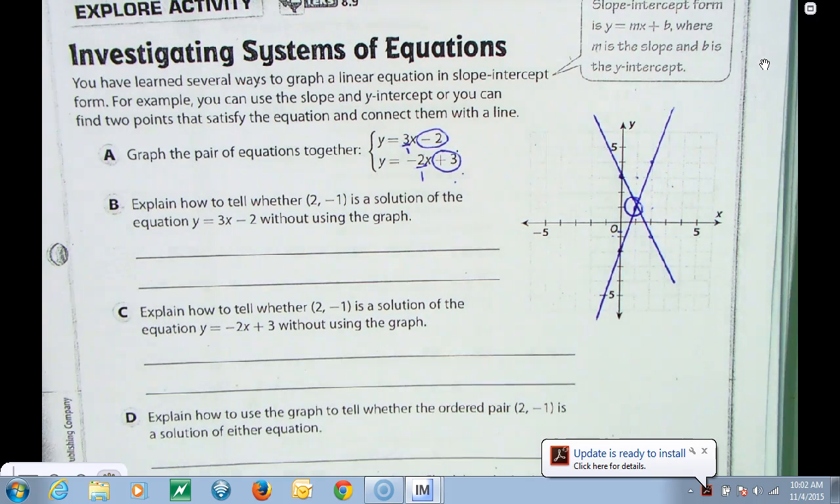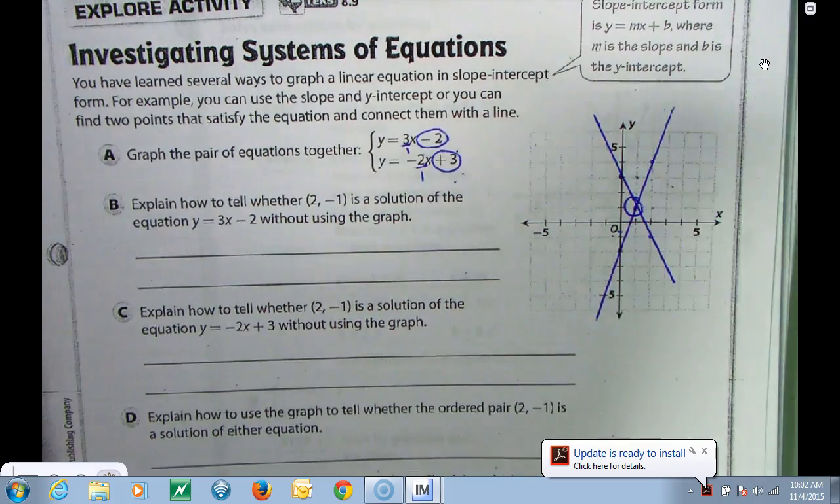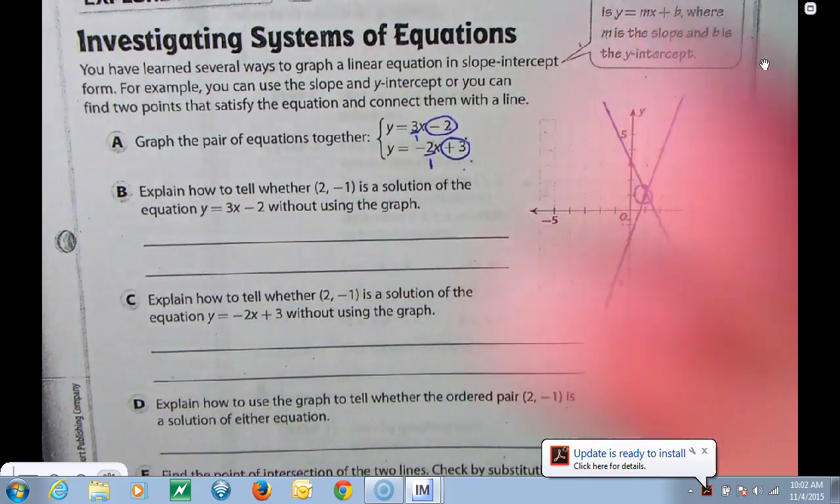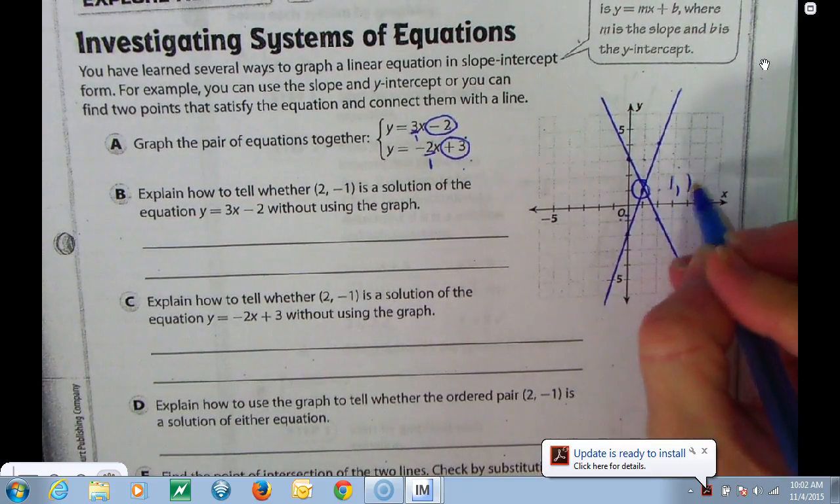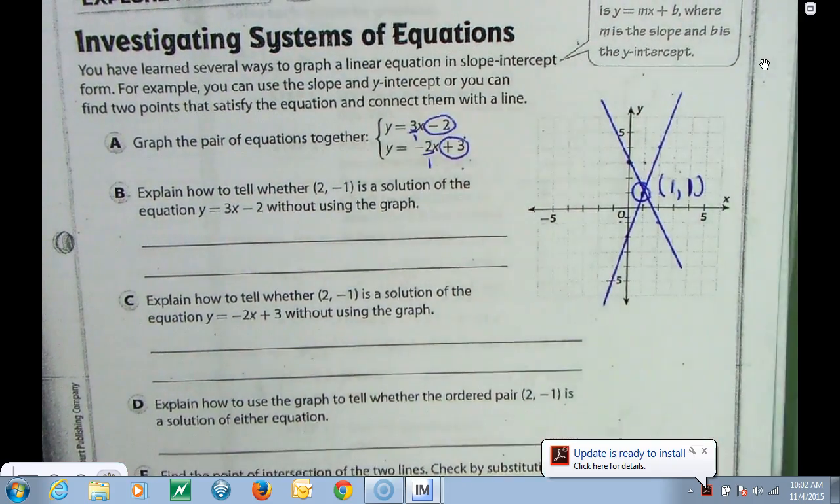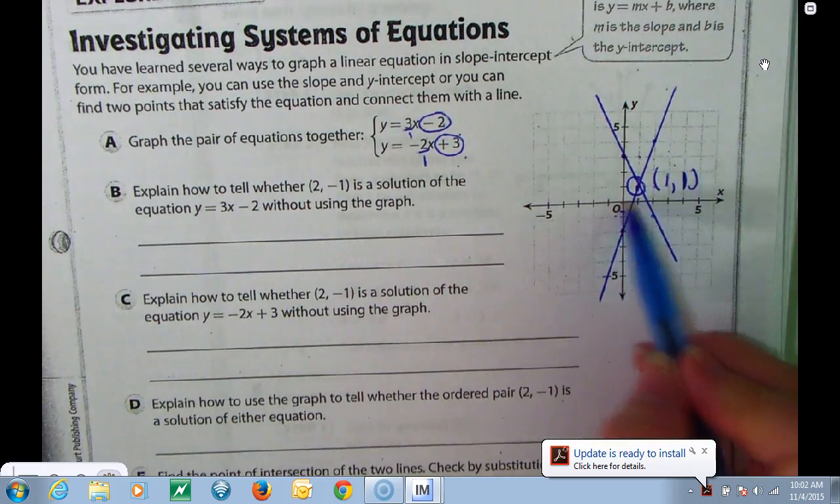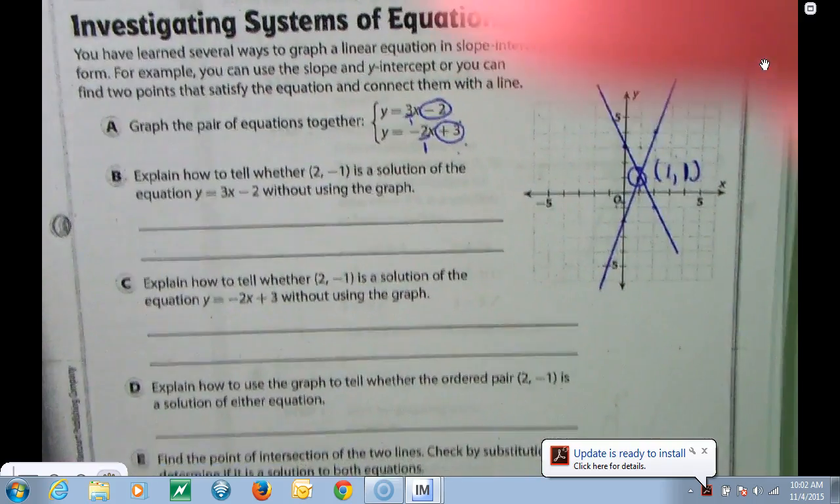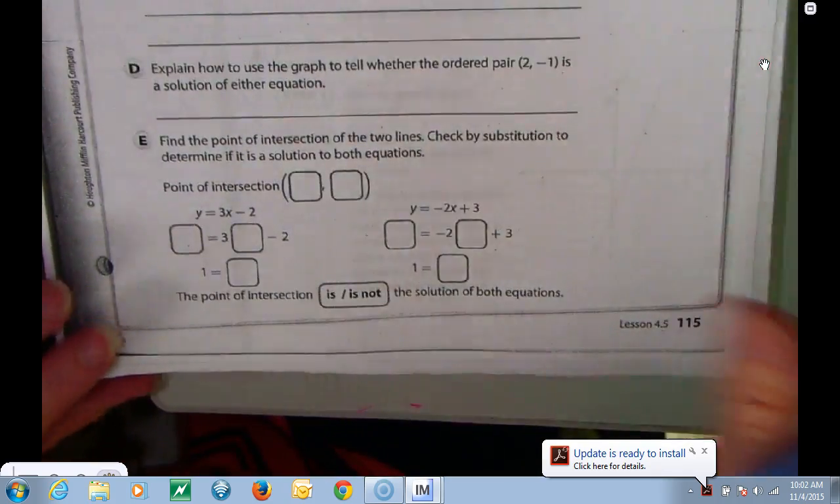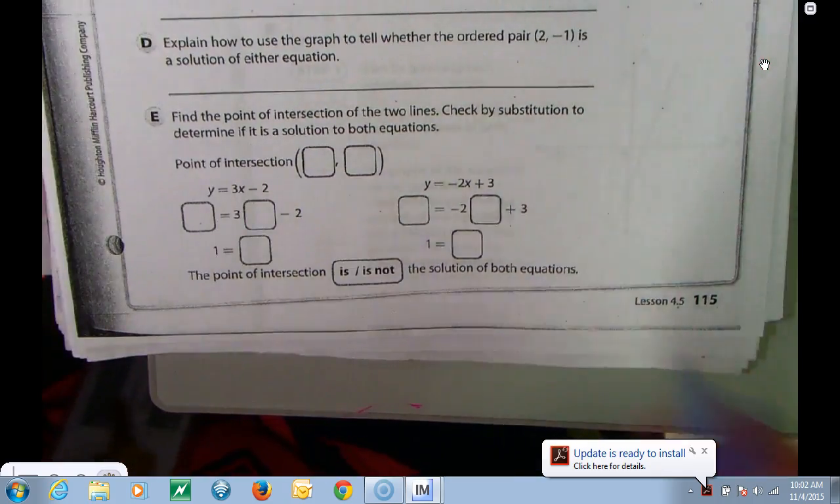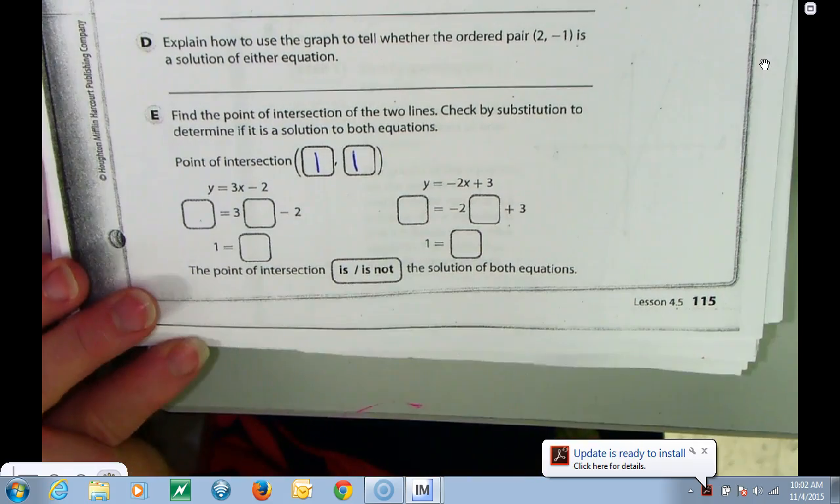1, 1 is the point. 1, 1 is the solution. Does everybody see? Put 1, 1 on your graph. I like for you to put it there. Over 1, up 1. Now, come down here to E. We're not going to do this every time. I just want to do it on this one. So 1, 1 is your solution.